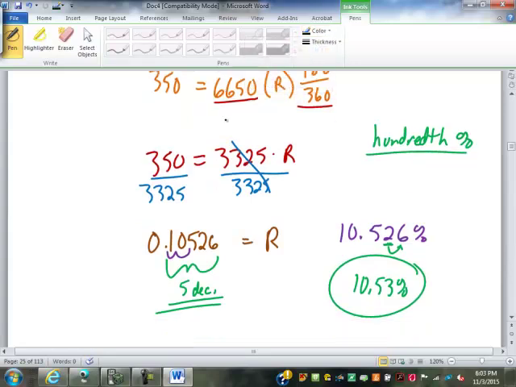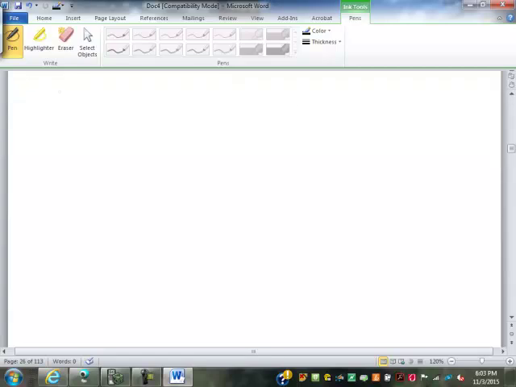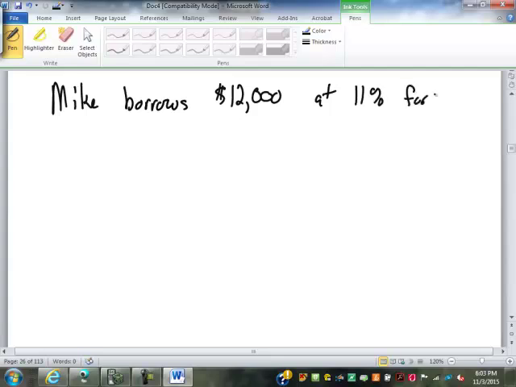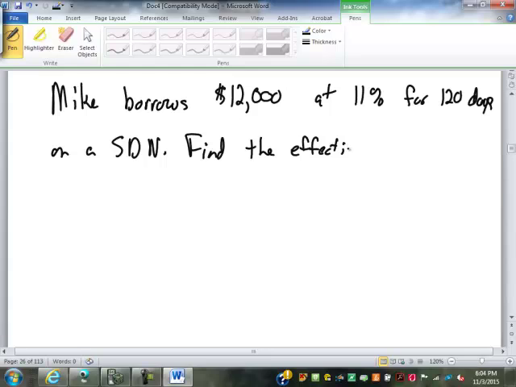Well, we're going to have you guys try an effective rate calculation. Mike borrows $12,000 at 11% for 120 days on a simple discount note. Find the effective rate. I'll pause. Where do we start?